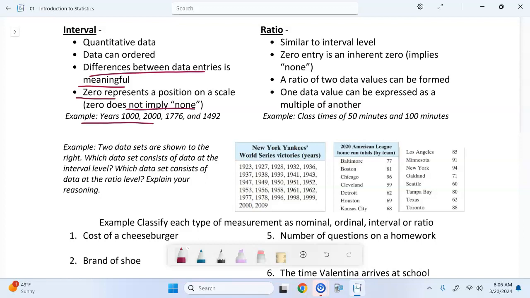We can also create ratios with the values, and we can express data values as multiples of another when we're looking at ratios. So we've got 2 data sets. We've got the New York Yankees World Series victories, and then we've got the number of American League home runs, and we want to determine whether each is going to be interval or ratio. So which of those do you think contains an interval and which one is a ratio?